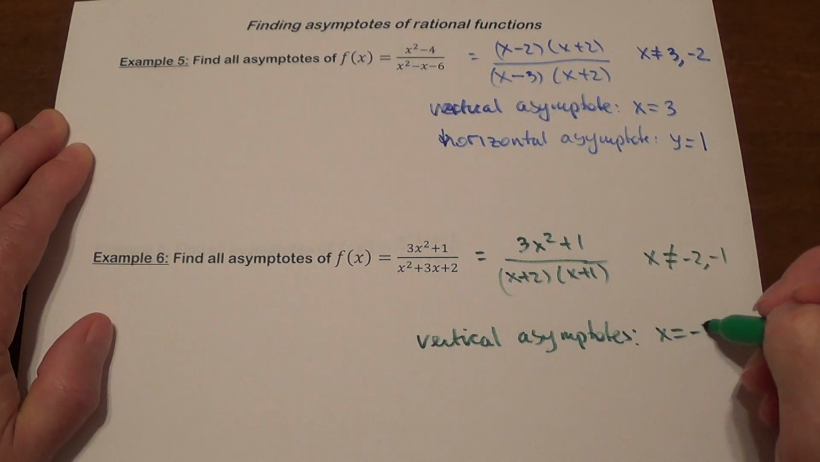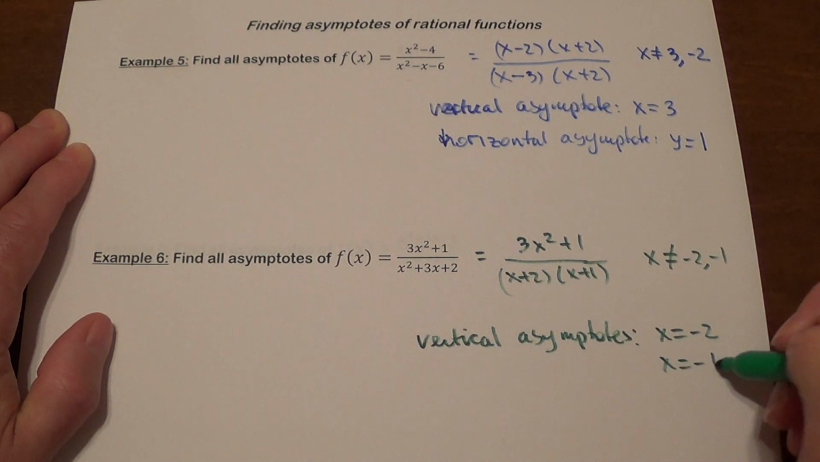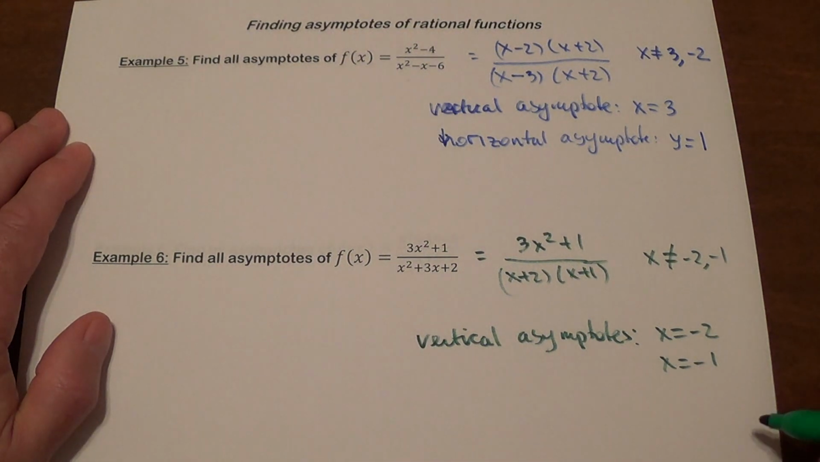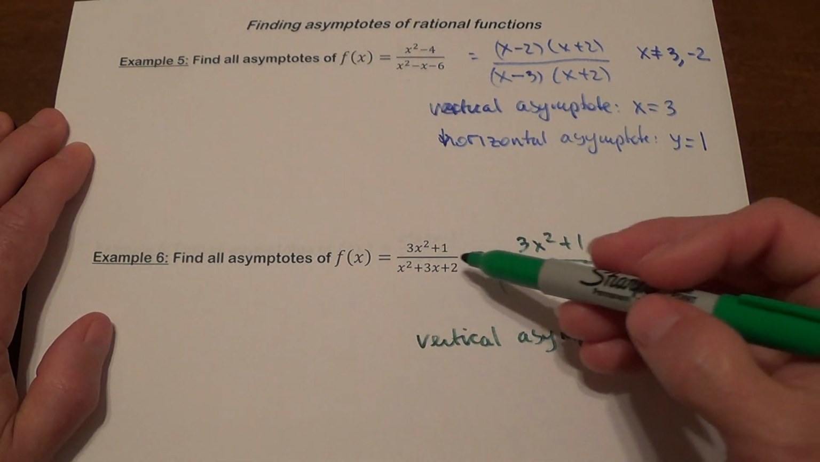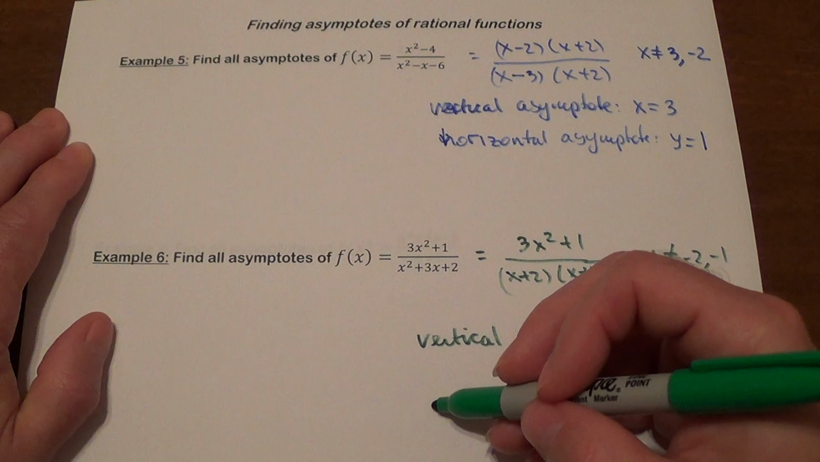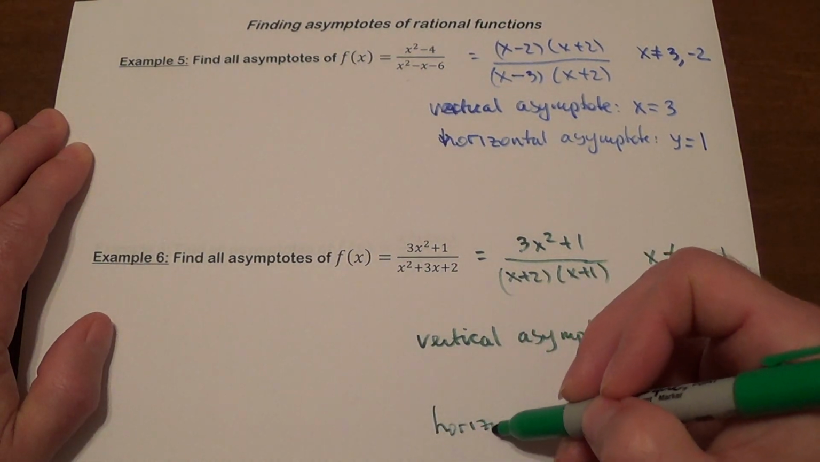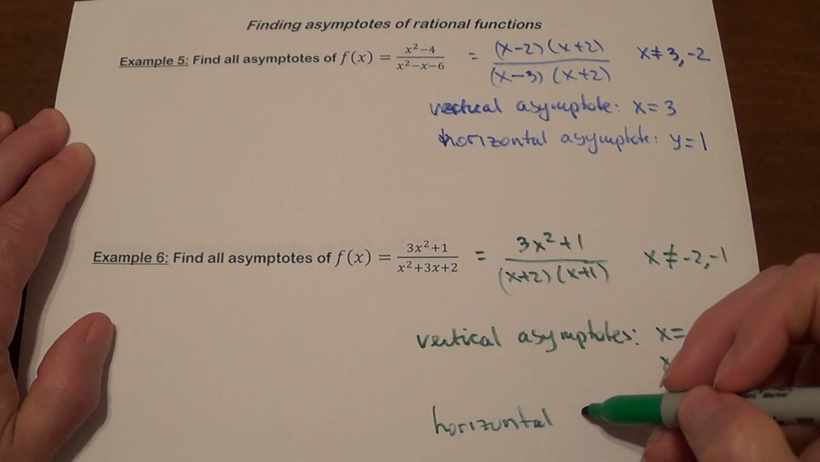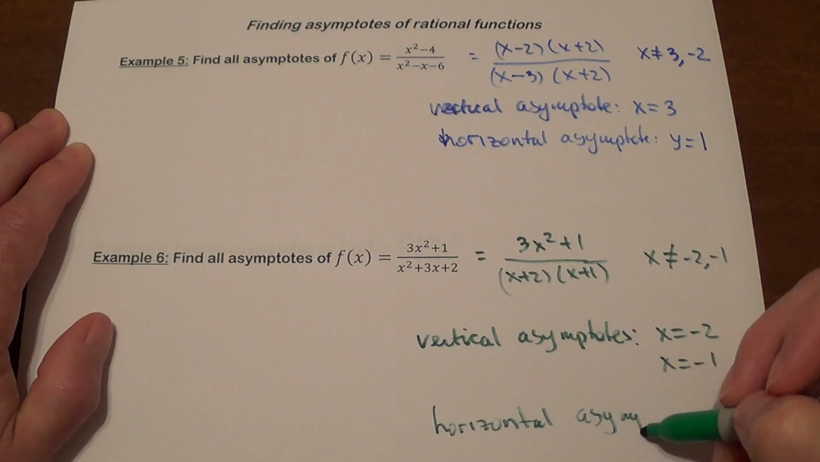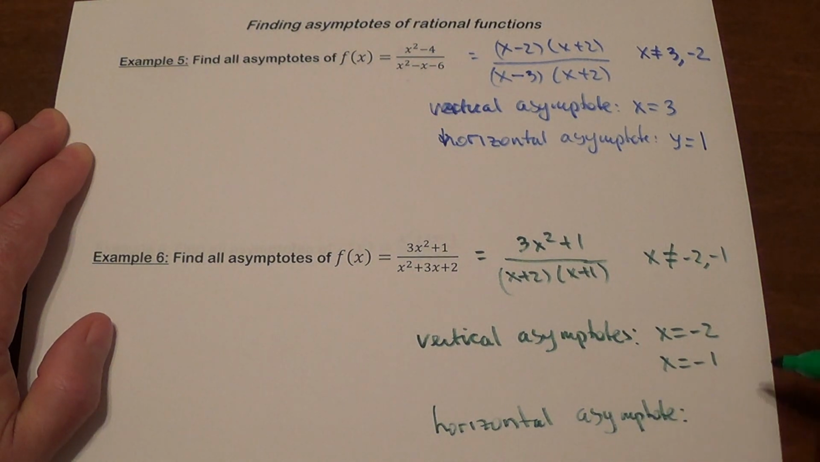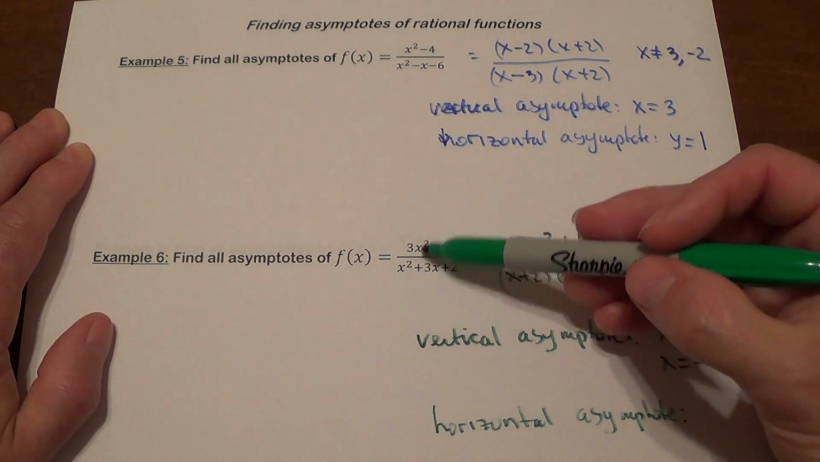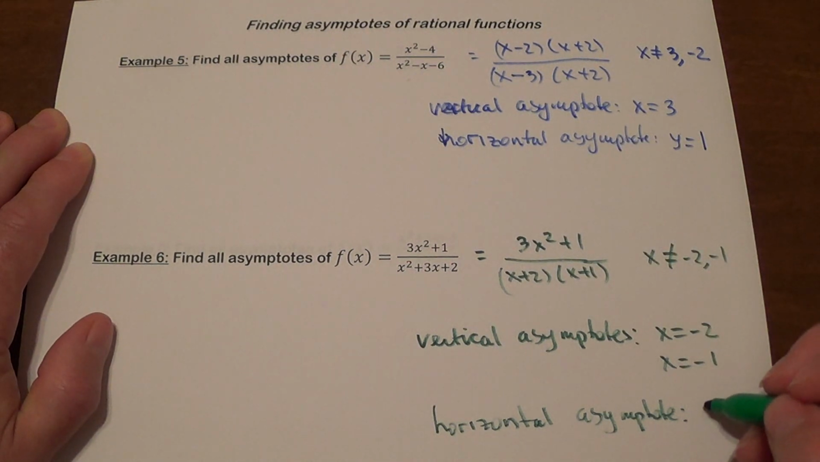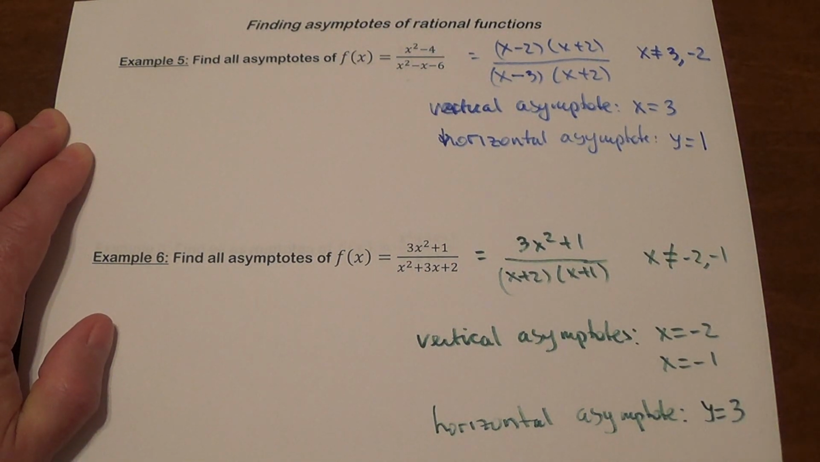So we have x equals negative 2 and x equals negative 1. What about a horizontal asymptote? Same degree. A horizontal asymptote will be the ratio of the leading coefficients, since the degrees are the same. It's going to be y equals 3.